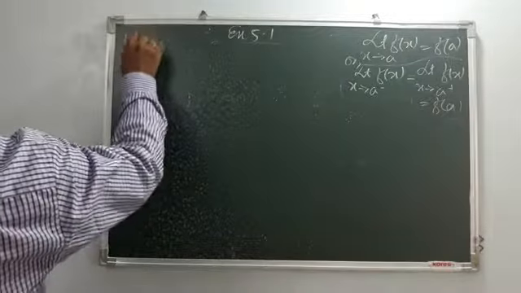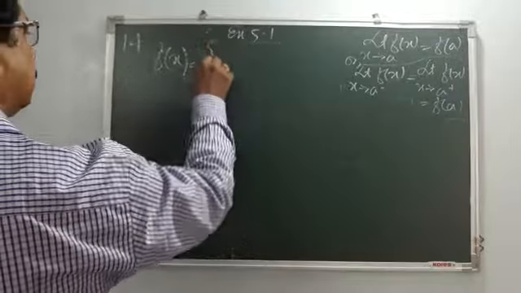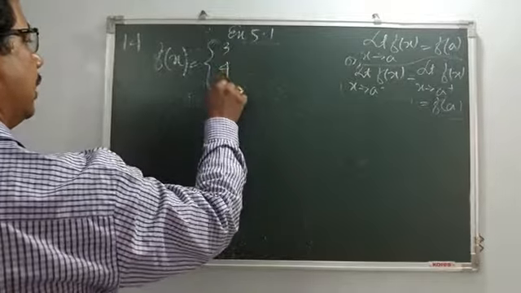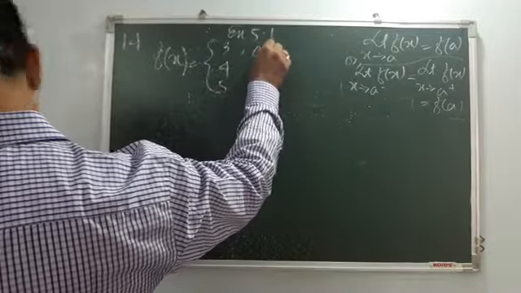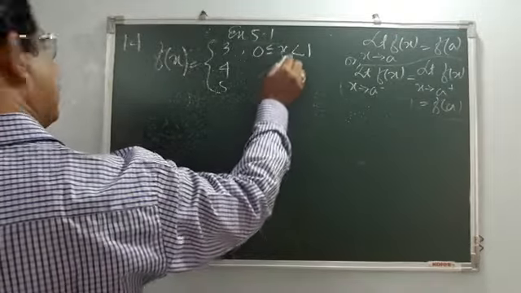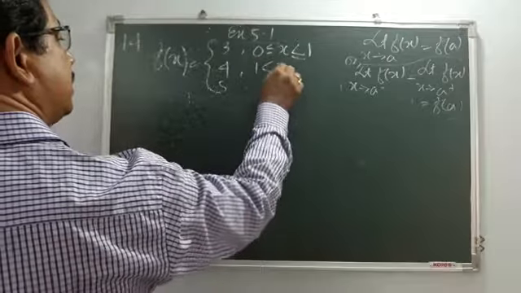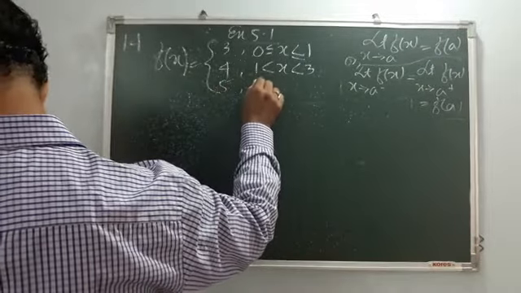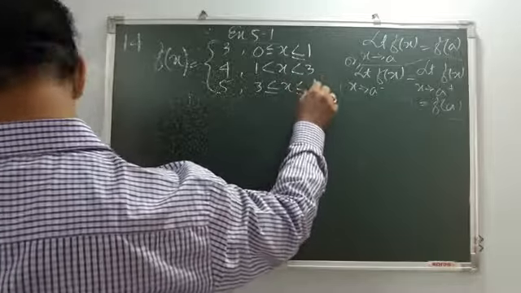Now question number 14. Here f(x) is given as three values. One is 3, another 4, another 5. 3 is when x is greater than or equal to 0 and less than or equal to 1, and 4 if it is greater than 1 and less than 3, and 5 if it is greater than or equal to 3 and less than or equal to 10.